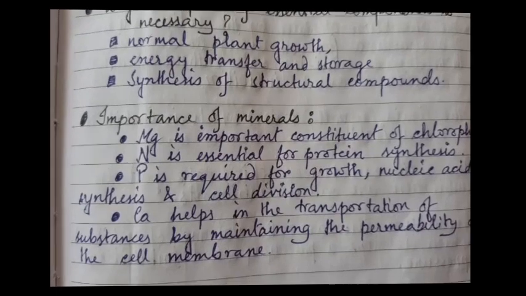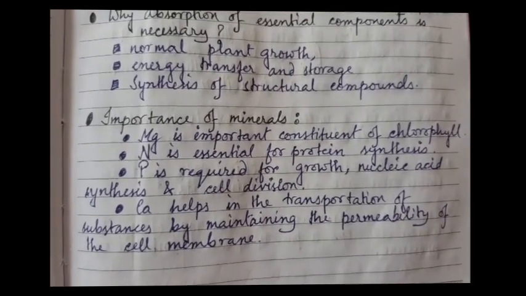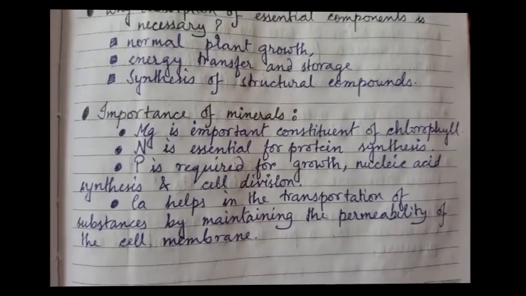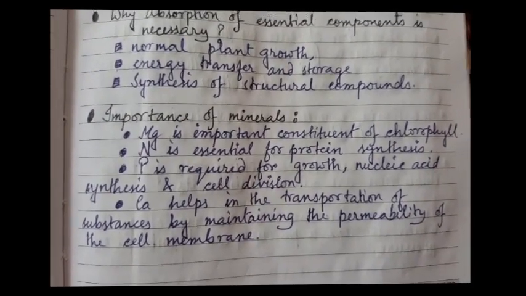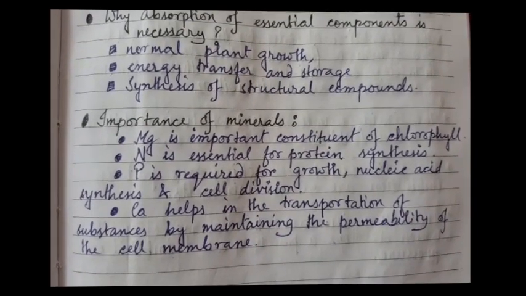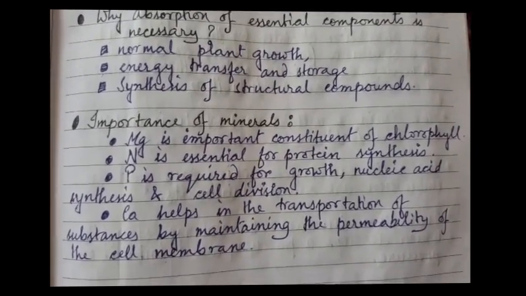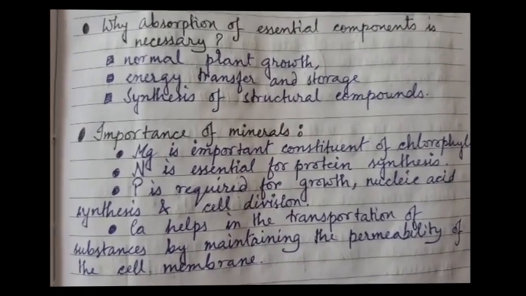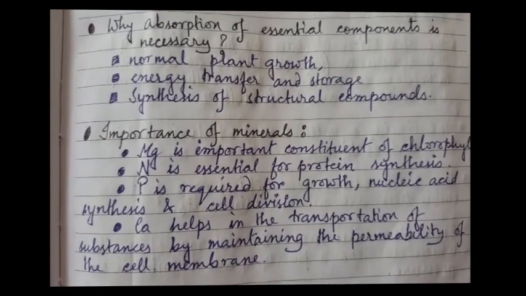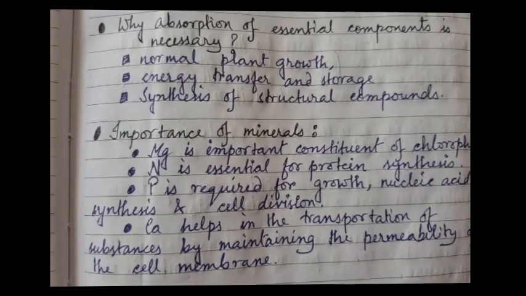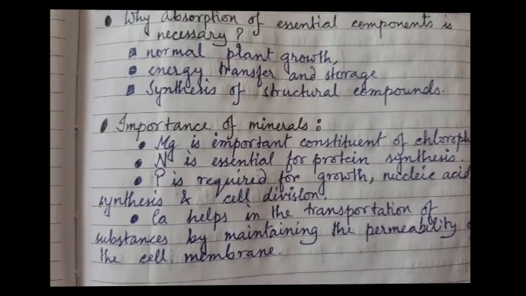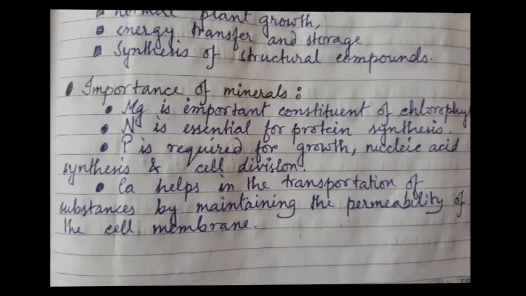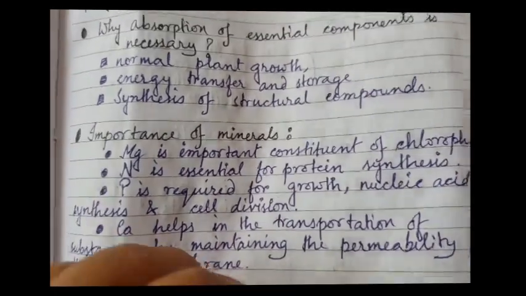The minerals that are drawn from the soil help the plants in many ways. Now, some of the importances are mentioned here. Magnesium is an important constituent of chlorophyll. Nitrogen is essential for protein synthesis. Phosphorus is required for growth, nucleic acid synthesis and cell division. Calcium helps in the transportation of substances by maintaining the permeability of the cell membrane.